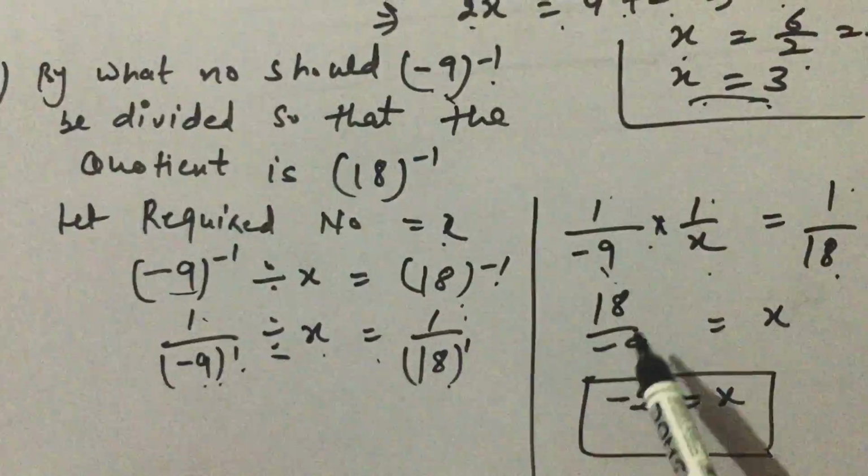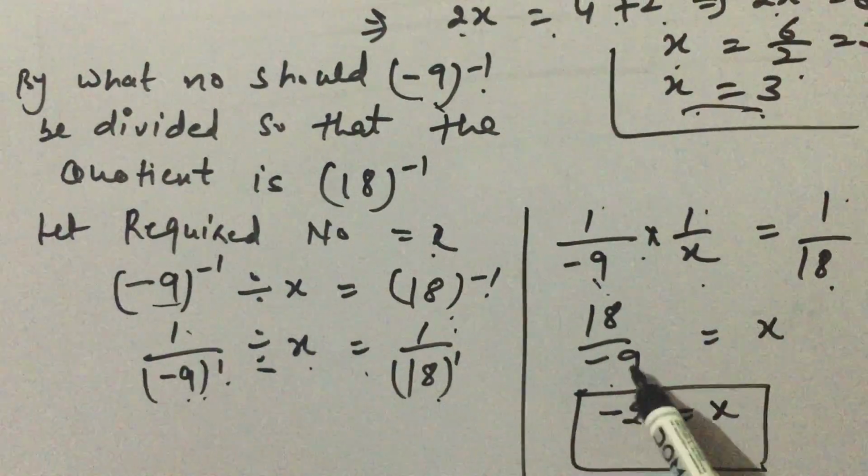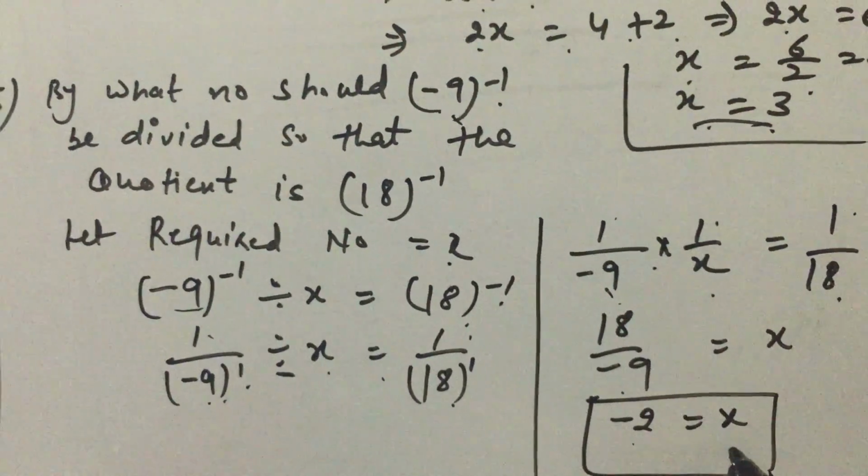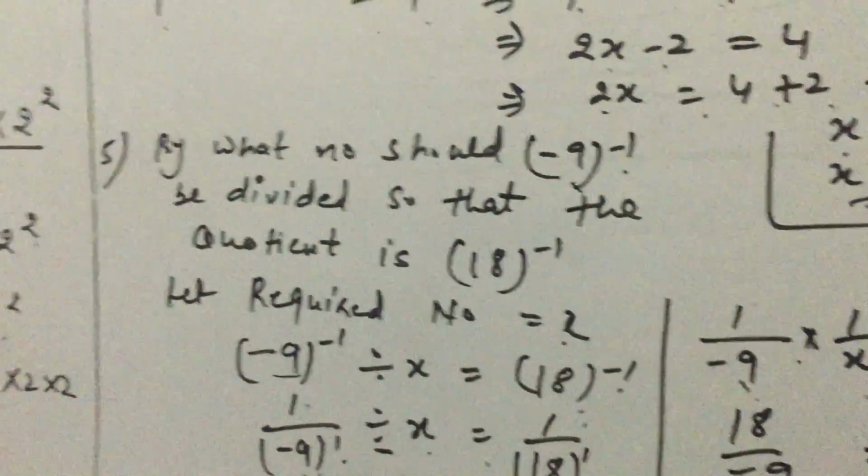Now by cross multiplying, we get 18 by minus 9 equal to x. Cancel it, we get minus 2. The value of x is minus 2. So the required number is minus 2.